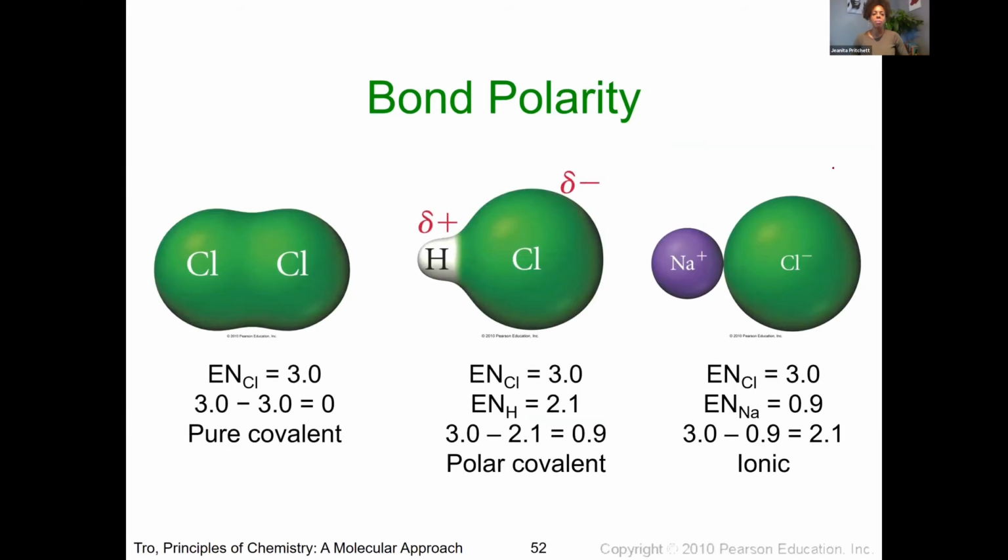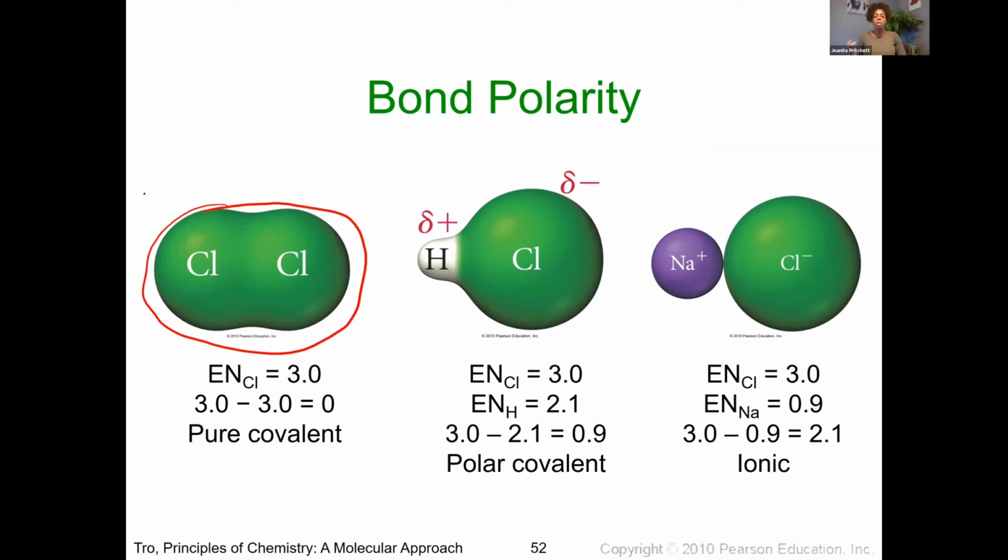So we can see this demonstrated beautifully in this picture here. And so if we look at something like Cl2, chlorine gas, we know that those two atoms would have the same electronegativity value. And so if they have the same value, if we look at the difference, we expect 0. And so as a result, you see the electron cloud is evenly distributed across those atoms. So this is a purely covalent compound or a purely covalent bond.